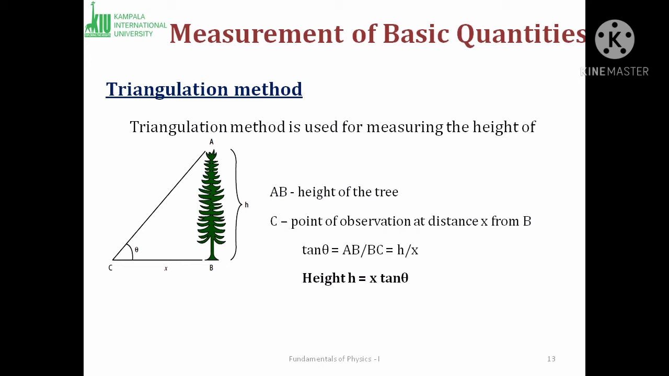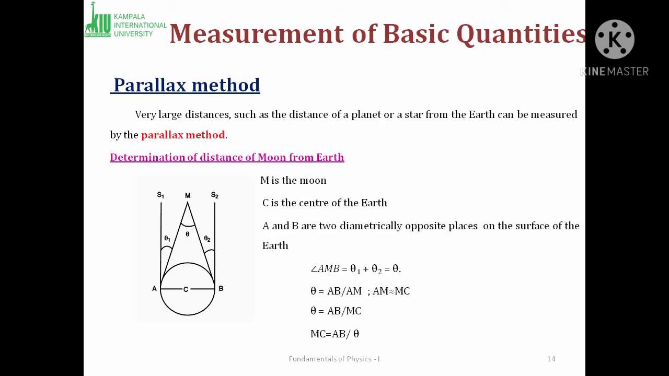This is the first method to find the height of an accessible object. Then second one is parallax method. This method is used to measure very large distance such as distance of the planet or stars from the earth. So let's see how to determine the distance of moon from the earth. In this diagram, M is the moon, C is the center of the earth, A, B are two opposite places on the surface of the earth, and this AB is the diameter of the earth. This angle theta 1 and theta 2 are two parallaxes from A and B of the moon M with respect to some distant star. This theta 1 and theta 2 can be determined with the help of an astronomical telescope.